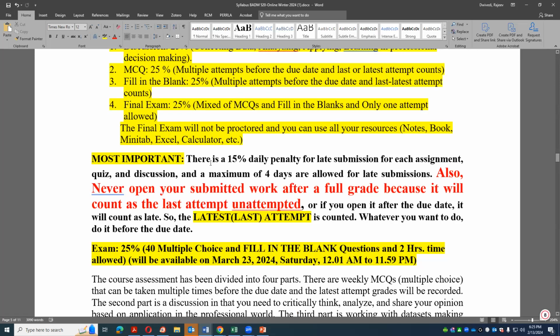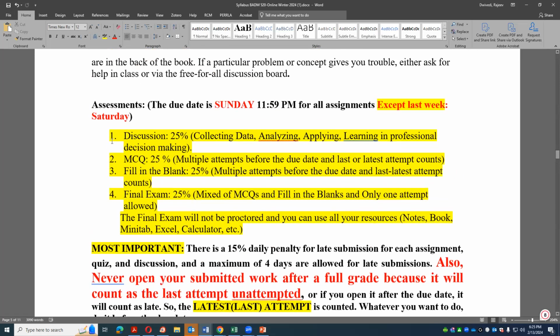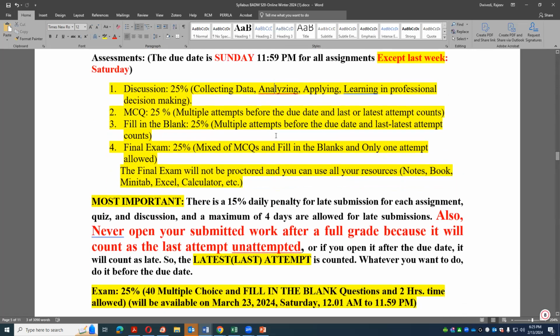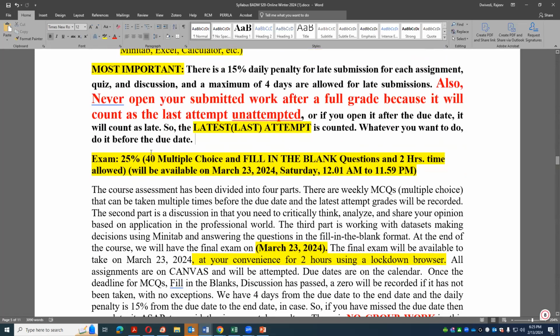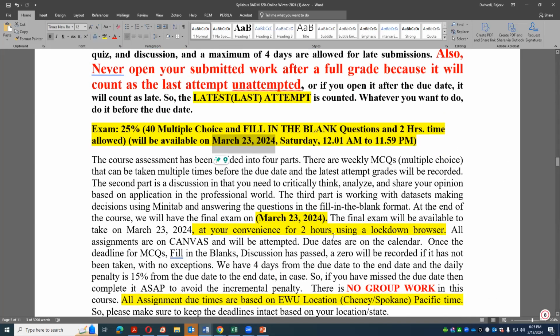So please remember that. So this is the assessment; we have little changes in this discussion. The rest is exactly the same. A little change here: instead of Monday, Sunday. Now, the 15% daily penalty after Sunday you already know. So I put March 23rd everywhere.